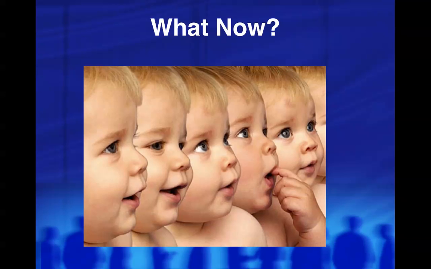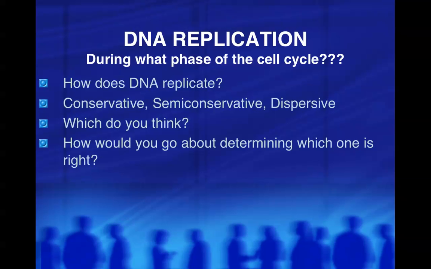Now, once they actually figured out the structure, they had to figure out how it replicated. So how DNA replicated was a big question once they figured out the structure, because they know that every cell has DNA, so where does it come from? They came up with 3 ideas. They were known as semi-conservative, conservative, and dispersive.